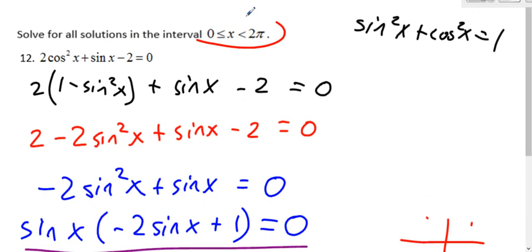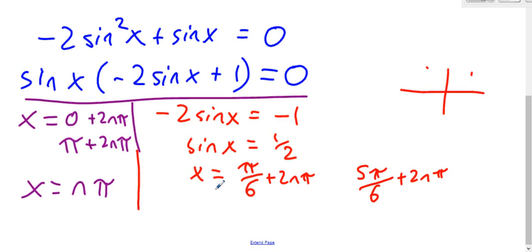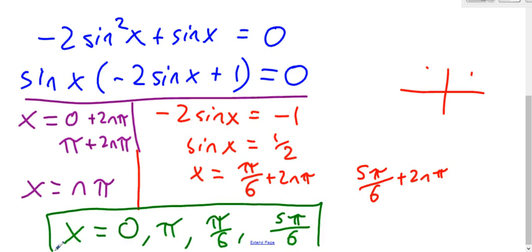It only wants 0 to 2 pi, though, so there's no change to the period, so the 2n pi's don't actually matter. So x equals 0 is one answer. Pi is one answer. Pi over 6 is one answer. We don't need to add 2n pi to it because that would be too large. And 5 pi over 6 is our fourth and final answer.